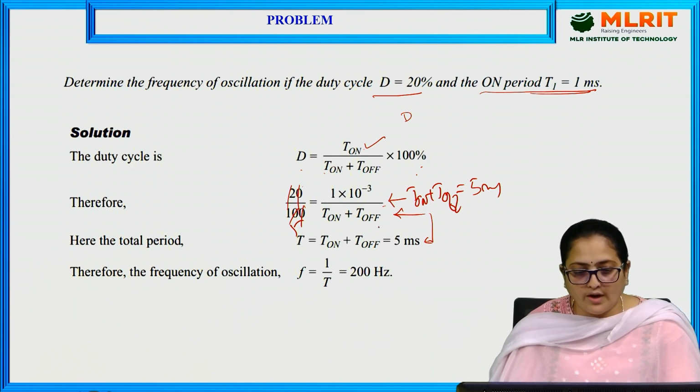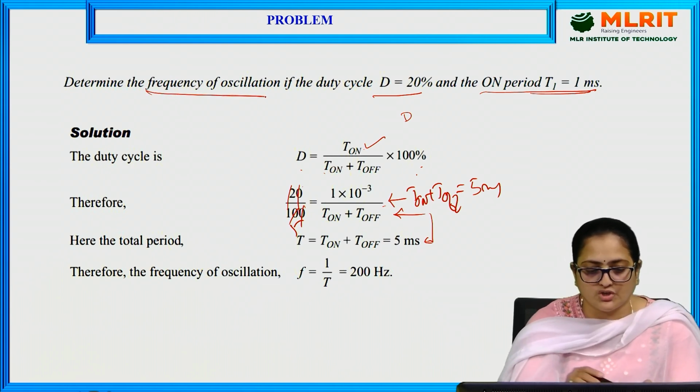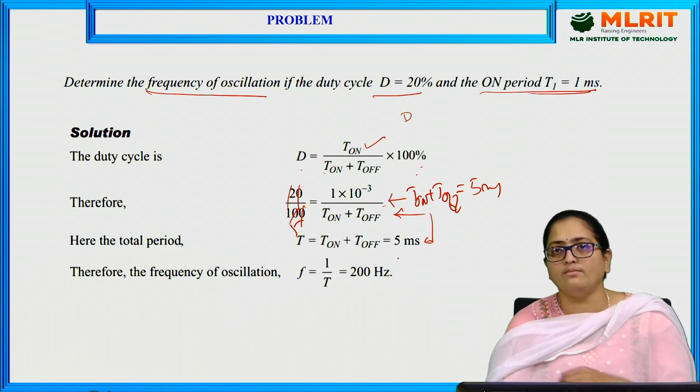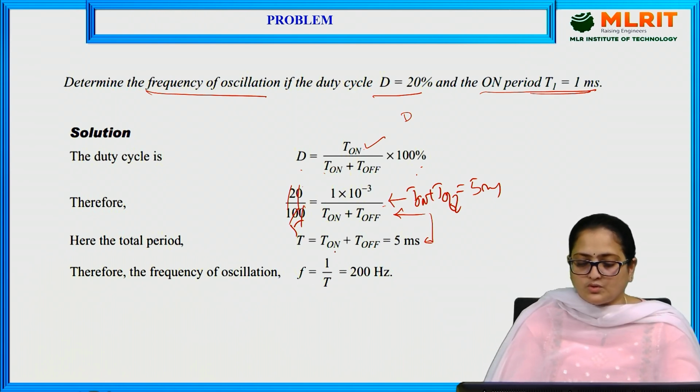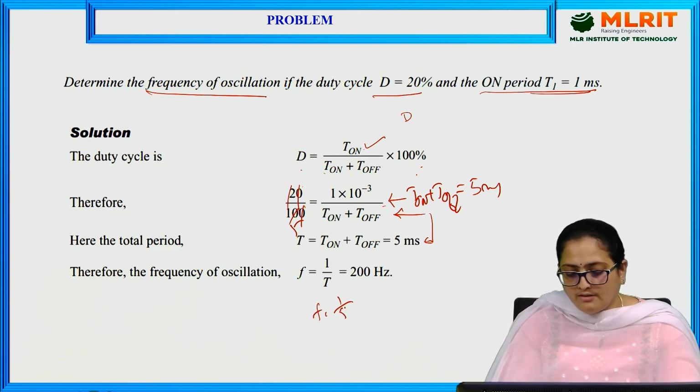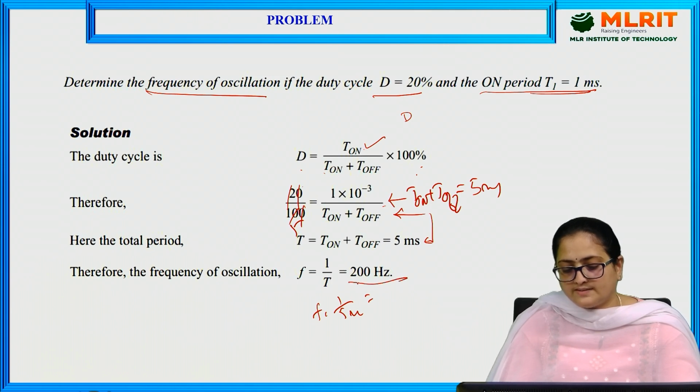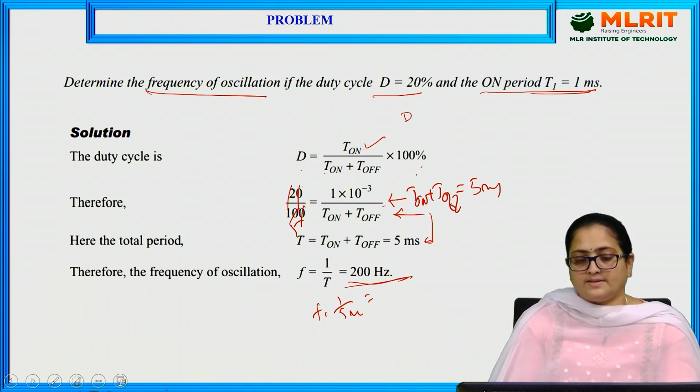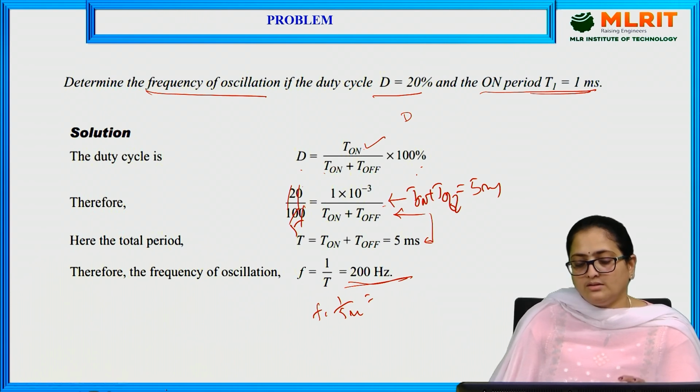If you want to find the frequency of oscillation, F is equal to 1 by T. So F is equal to 1 by 5 milliseconds, which we get as 200 Hertz. So the frequency of oscillation is determined by using these two equations, the duty cycle equation and the frequency in terms of time period equation. So we got the frequency of oscillation as 200 Hertz.